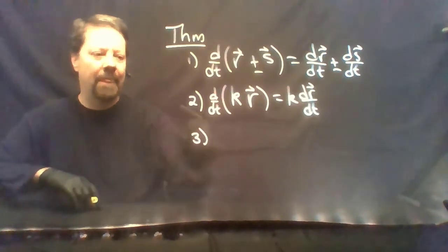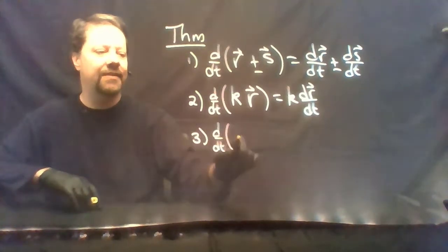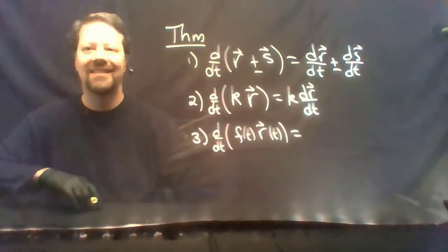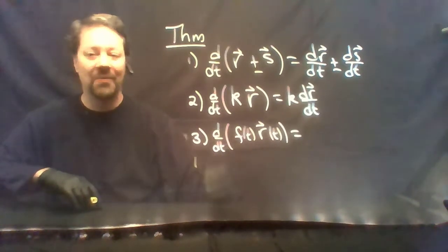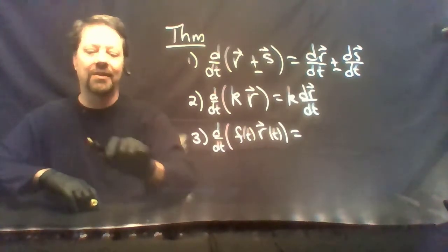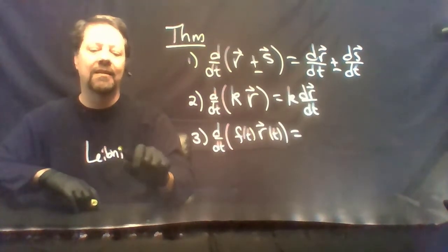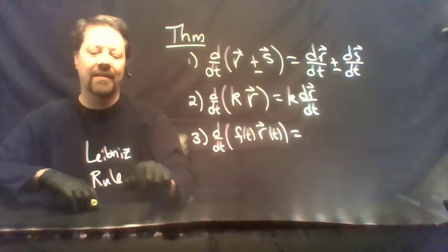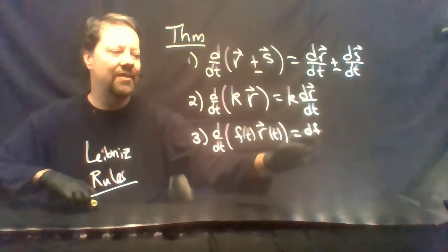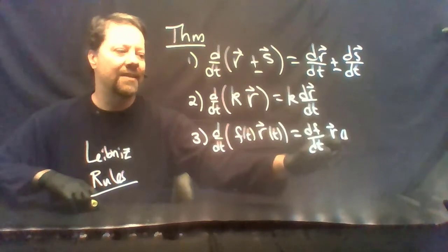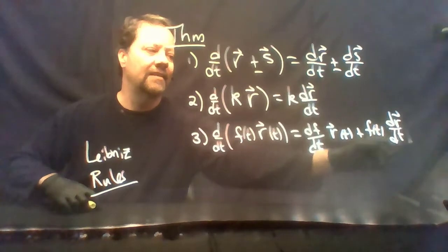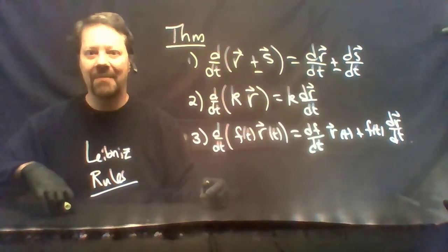Now, if you have the derivative of some function of t times a vector-valued function, how does that work? Well, it turns out there is in fact a product rule. These are called Leibniz rules. Any product rule is called a Leibniz rule. It's the derivative of the first times the second left alone plus the first times the derivative of the second. Go figure. You might have guessed.